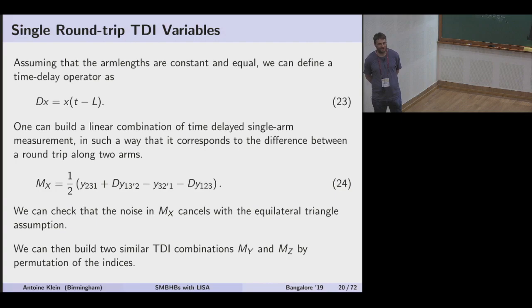Unfortunately, you really want your test masses to be freely falling in order to make your measurements. And if your test masses are freely falling, then they follow the full Keplerian orbits. And the full Keplerian orbits are such that the arm lengths are not really constant. And if you try to correct for that and keep your arms constant, then your test masses are no longer freely falling.